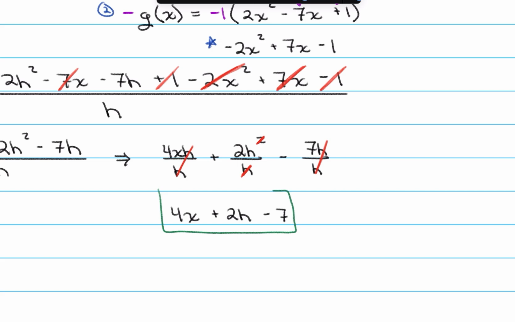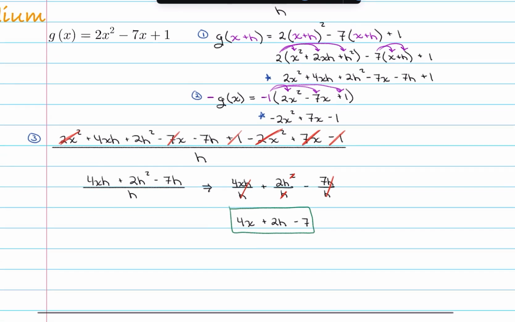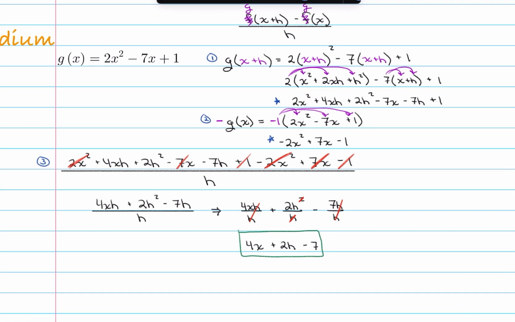Okay, so a lot of times these will get uglier before they get prettier. But if you follow each one of those steps, find the x plus h, find the negative function, push it all together and then put it over h, your pieces will start canceling each other out, okay?